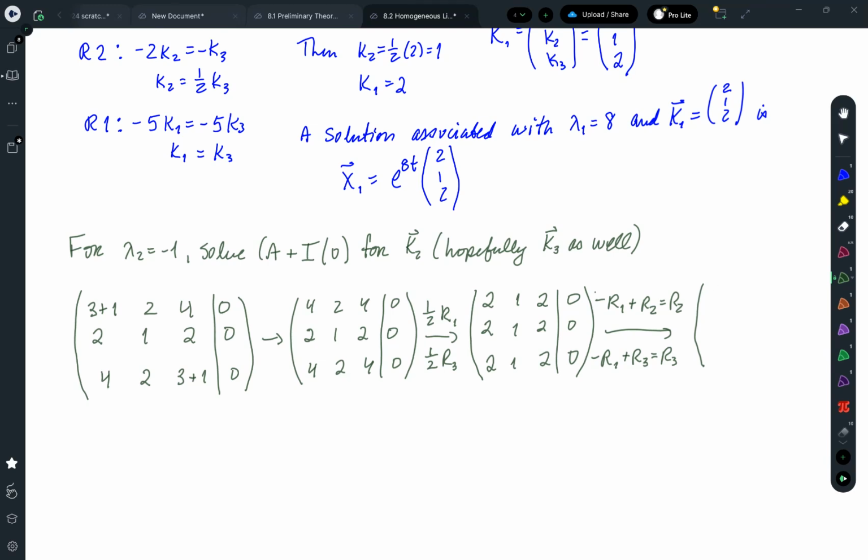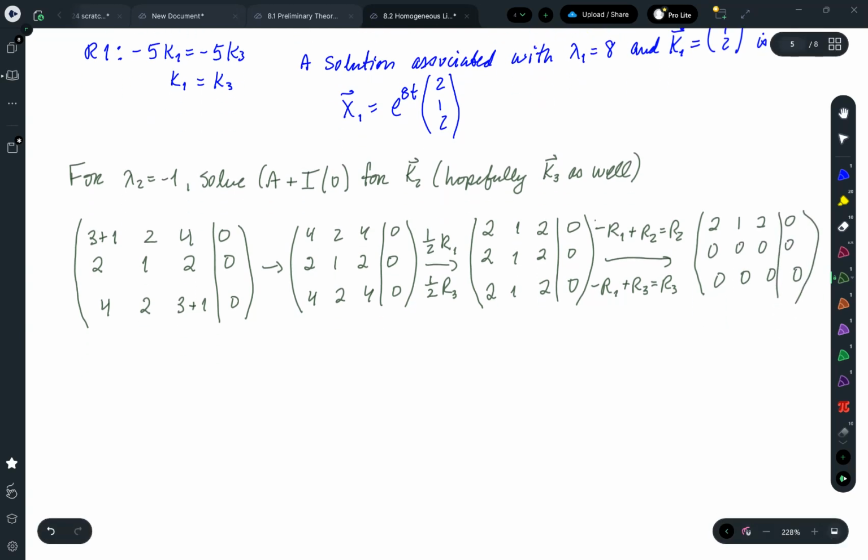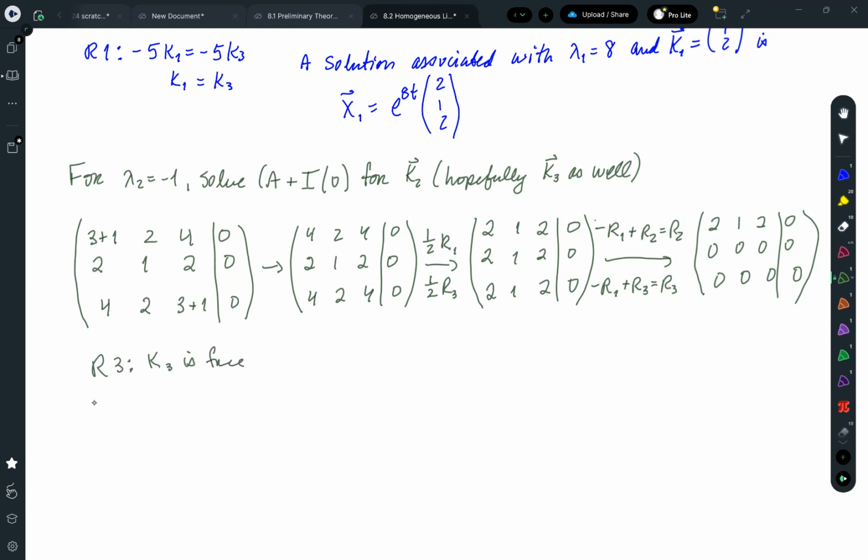So negative row 1 plus row 2, that's going to give me a row of zeros. Row 1 stays 2, 1, 2, 0, while row 2 becomes a row of zeros, and row 3 becomes a row of zeros. Okay, so what's happening here? Row 3 is saying that K3 is free. Row 2, because it's a row of zeros, it's saying K2 is also free. That's actually what we wanted. Row 1 is saying 2K1 is equal to a negative K2 minus 2K3.